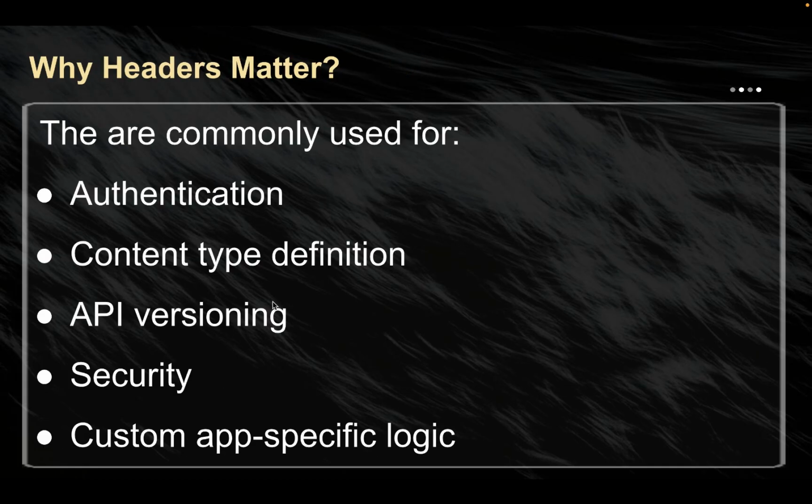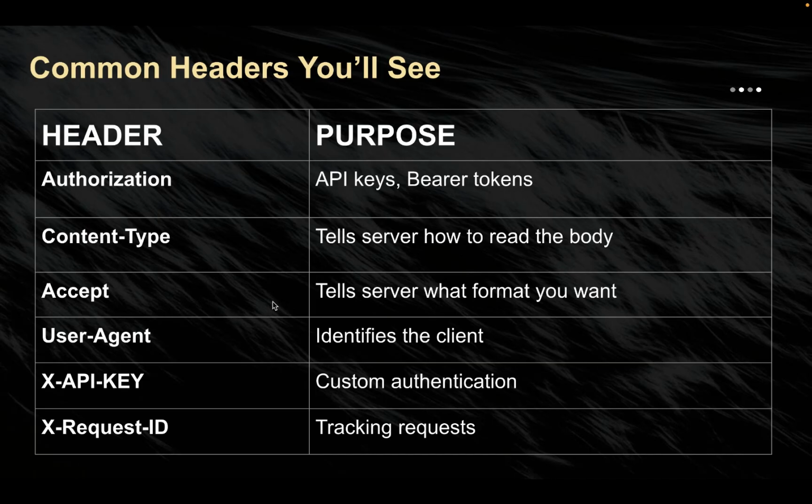Why headers matter: they are commonly used for authentication, content type definition, API versioning, security, and custom app-specific logic. These are the use cases for headers. Common headers you are going to see: we have the Authorization header, which is for API keys and bearer tokens. This is used mostly when you are trying to authenticate a user, that is, you want to be sure that a specific user is who the user claims to be.